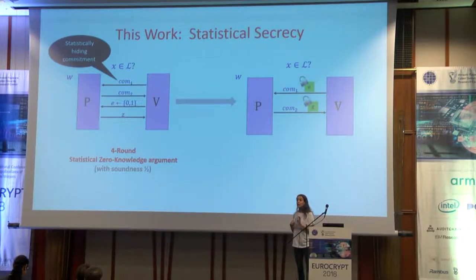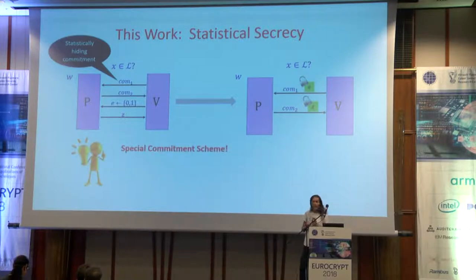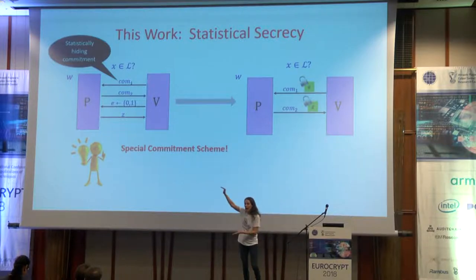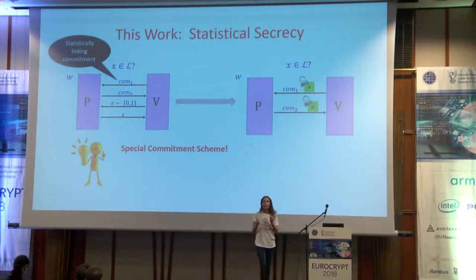However, we managed to do it, and the main idea is that we use a special commitment scheme. Again, in general, I don't know that this transformation is sound for arguments. However, if you use a special commitment scheme, then we prove that it's sound. That's the main technical idea of this work: to prove that you can reduce interaction from interactive arguments if you choose the commitment scheme in a clever way. So what do we want from this commitment? How do we choose this commitment scheme?